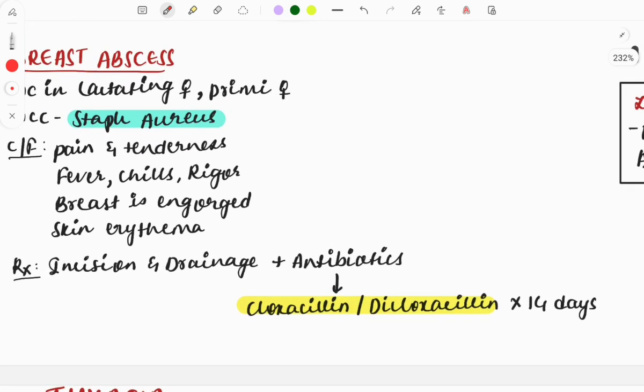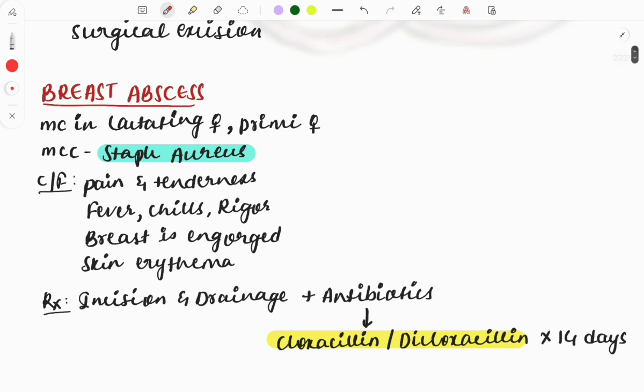Then breast abscess is also a must do topic. And how to identify the breast abscess, quite simple. Lactating female, a female who had delivered, they'll describe delivered 5-6 days ago, is exclusively breastfeeding, and she complains of redness, erythema, fever, the breast is engorged, skin erythema. All these things will be described. What is the diagnosis? Simple, breast abscess.